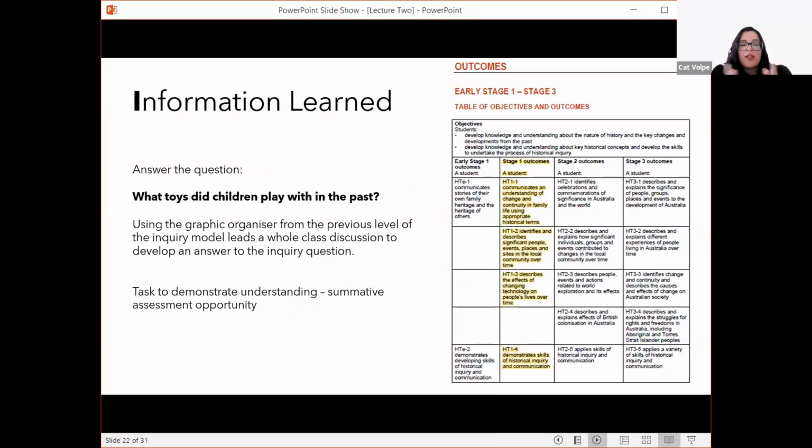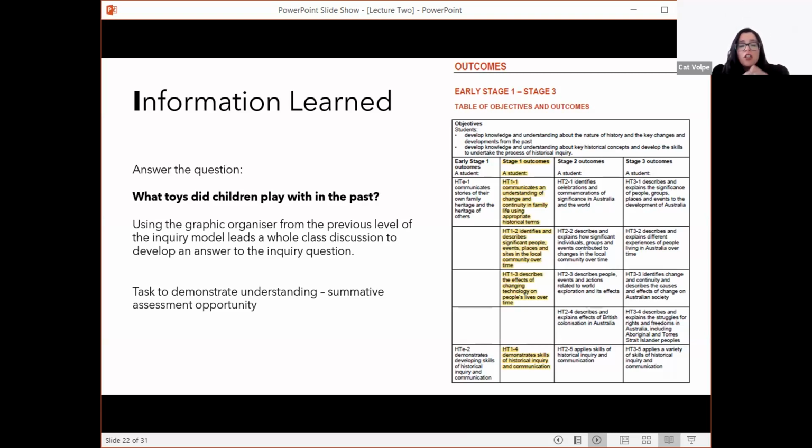So it could be anything. It could be some sort of poster. It could be a digital presentation. It could be a poem. It could be anything. But the answer to the question should be quite clear. And the answer to the question should also be in consideration of the outcomes that you are trying to achieve in a unit of work.